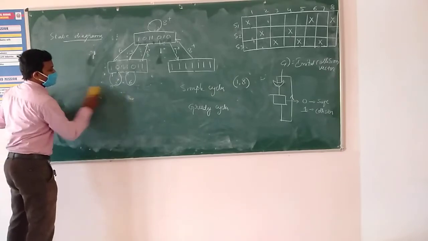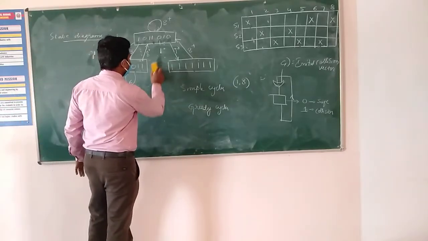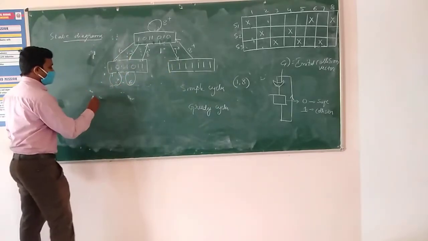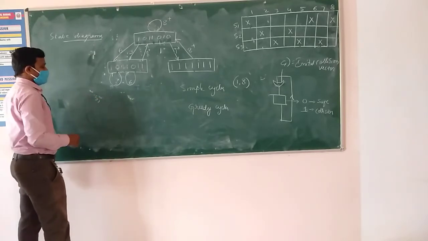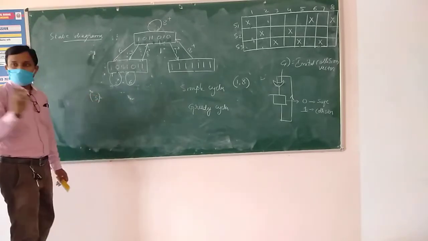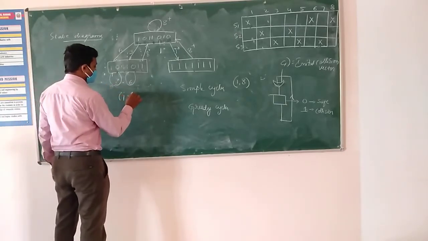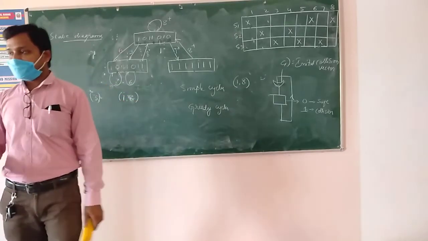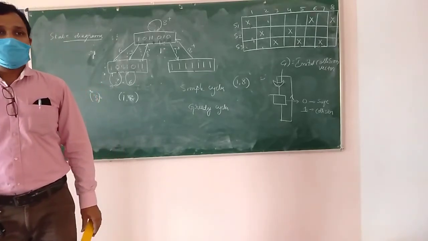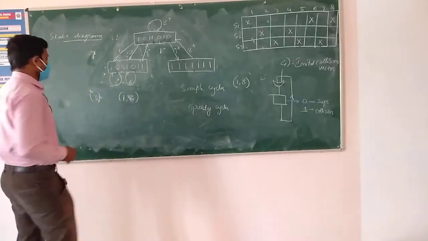Therefore, you found that cycle 3 is one greedy cycle and cycle 1, 8 is another greedy cycle. Correct? There are two greedy cycles.